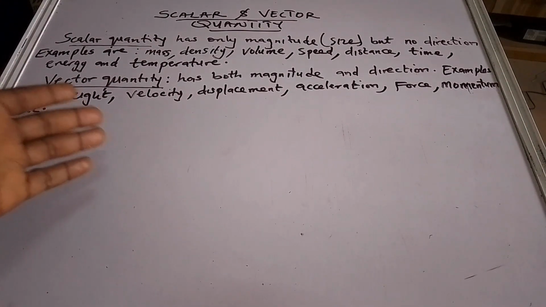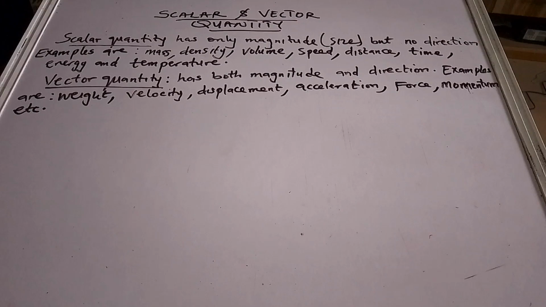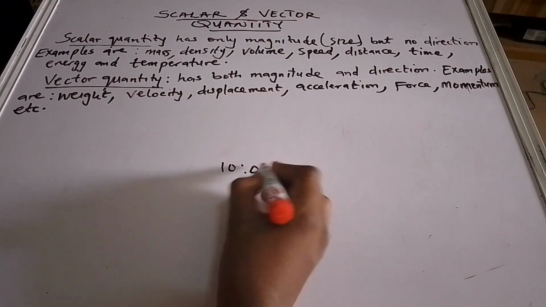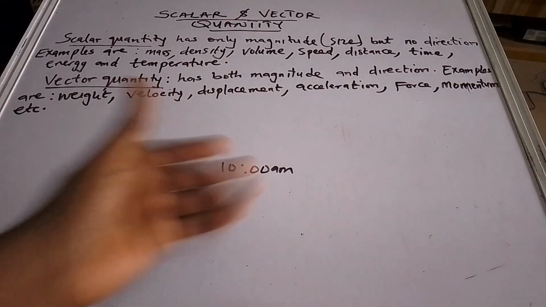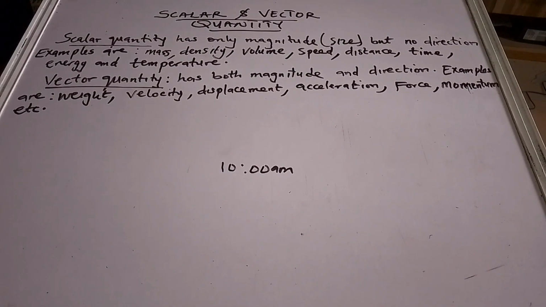Now let's say I want to say time, for instance. Time is an example of a scalar quantity because time only has magnitude, it only has values. For instance, I can ask you what is the time, and you say the time is 10:00 a.m. So the 10:00 a.m. is just giving us the magnitude of time. But if I ask what is the direction of time, then you agree with me that time does not have a particular direction. No, time only has magnitude. So every quantity that has magnitude but no direction is referred to as a scalar quantity.